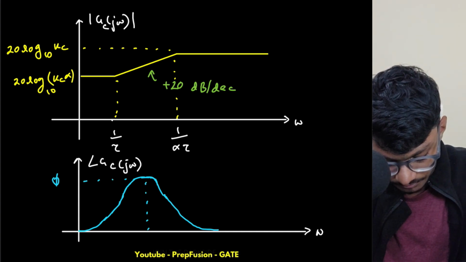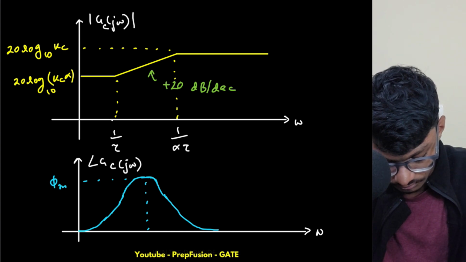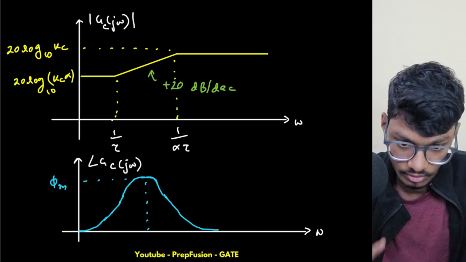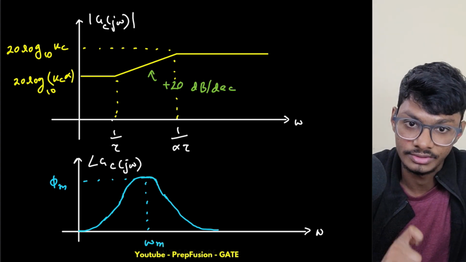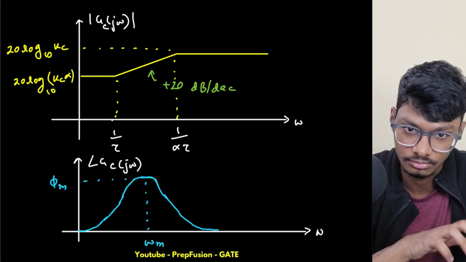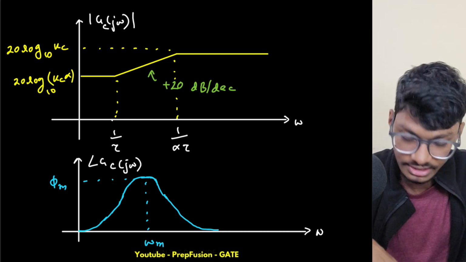So this is phi m, and this is omega m. This is omega m, and this is the frequency at which my phase is maximum. So this is a very important point, we will obviously derive this, but my phase plot will be something like this.